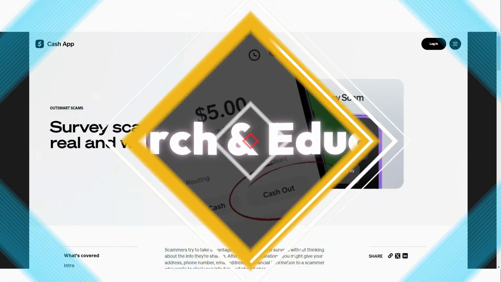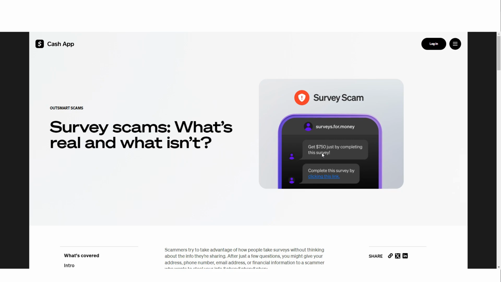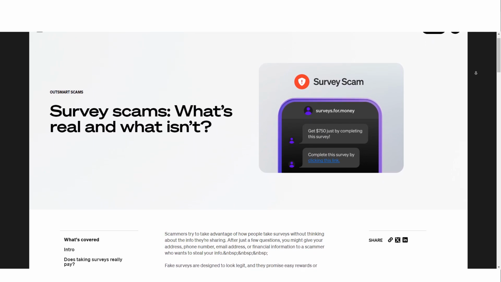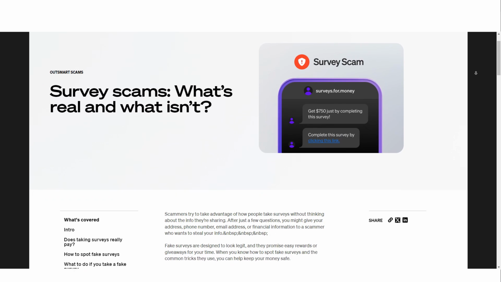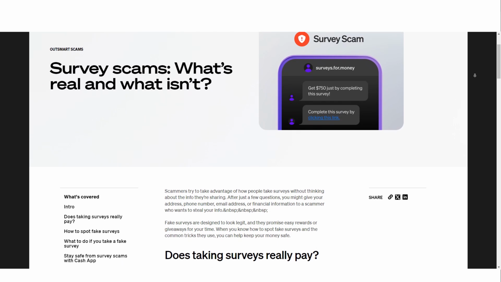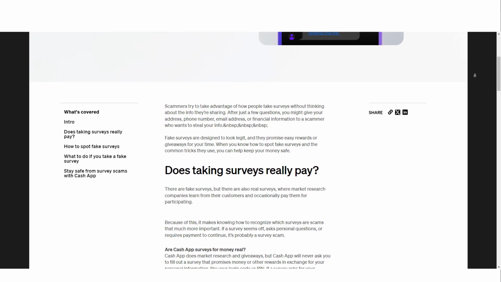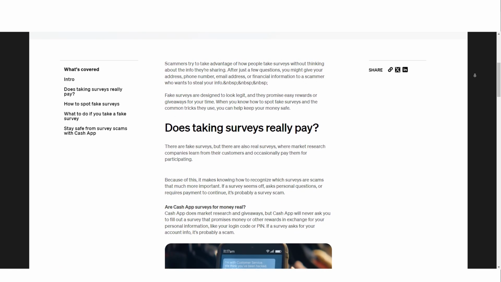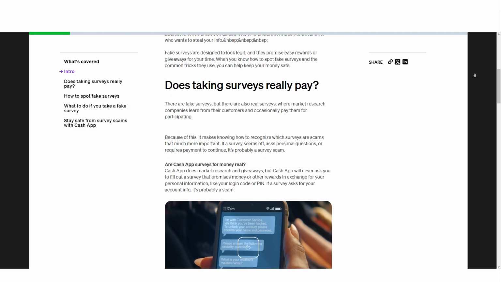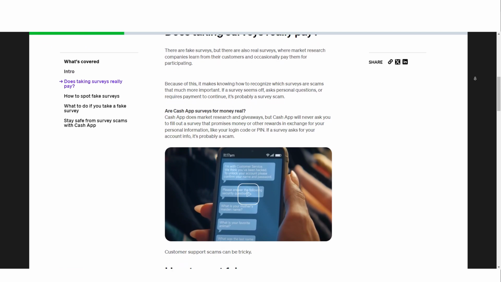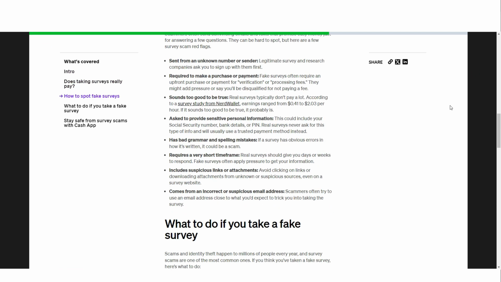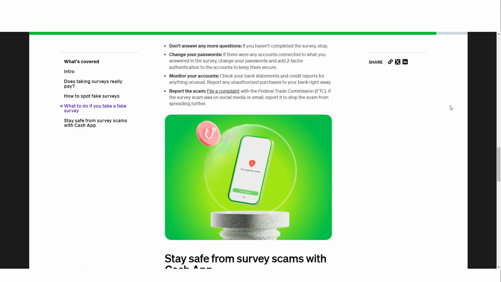While Cash App Investing excels in ease of use, it falls short in offering comprehensive research and educational tools. The app provides a basic tutorial called My First Stock to help new investors get started, but it lacks in-depth research resources. If you are looking for detailed stock analysis and educational materials to inform your investment decisions, you might need to supplement Cash App Investing with additional research from other sources.